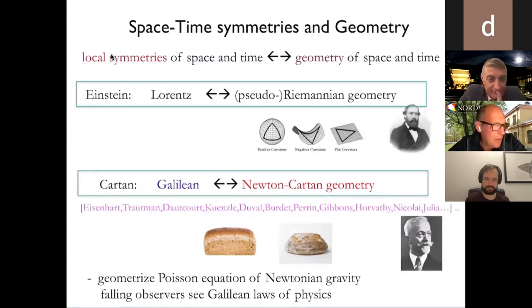Okay, I don't expect the audience, except for maybe very few, to know what Newton-Cartan geometry is. And I will derive this also for the point particle case. But let me first, very broadly, give you a lead of what this is. As I told you before, the geometry of space and time is intimately related to the local symmetries of space and time. We know this very well for GR. Pseudo-Riemannian geometry is related to local Lorentz symmetry that embodies the Einstein equivalence principle.